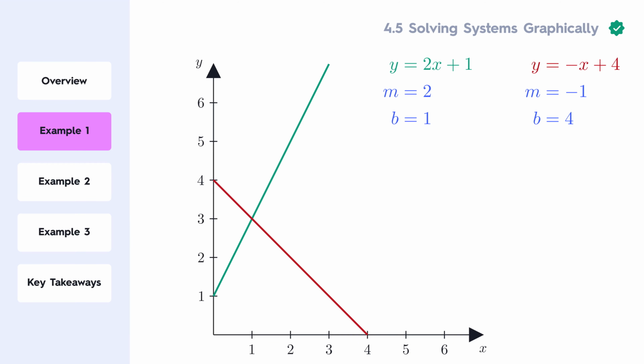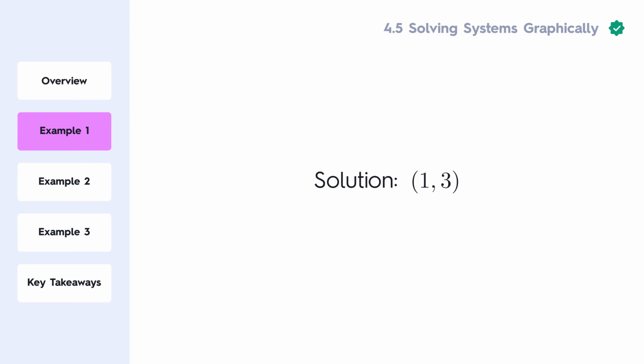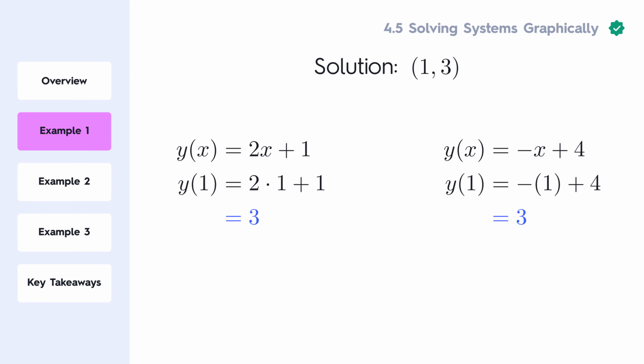With both lines plotted, we can see where they intersect. This point of intersection is the solution to our system of equations because it's the point where both equations are true at the same time. In our case, this is the point (1, 3). So, the solution to the system is the point (1, 3). This means that when x is equal to 1, both equations give the same y value of y = 3.